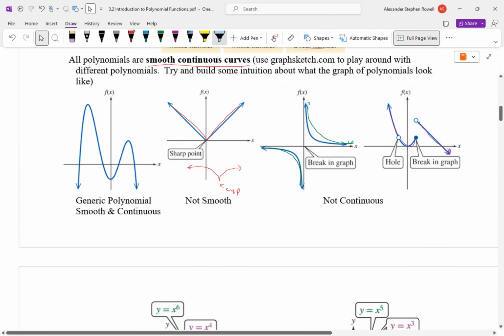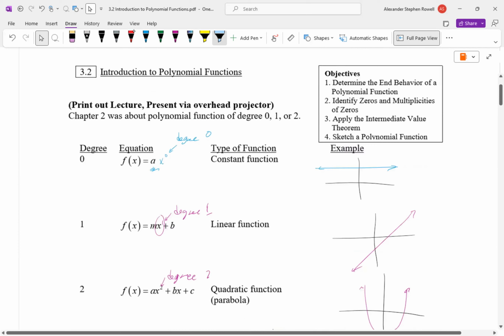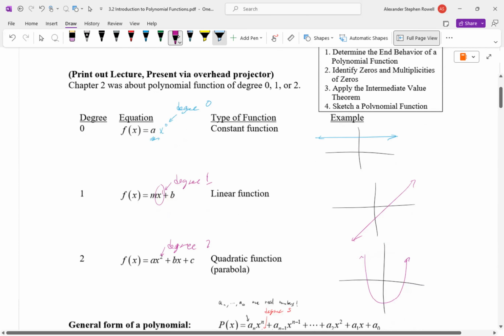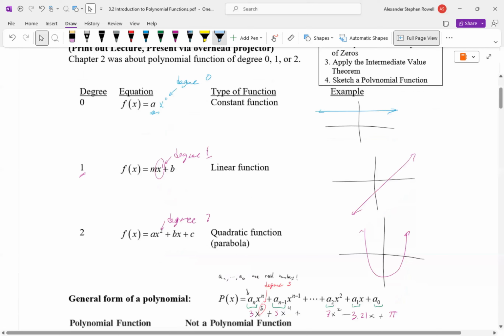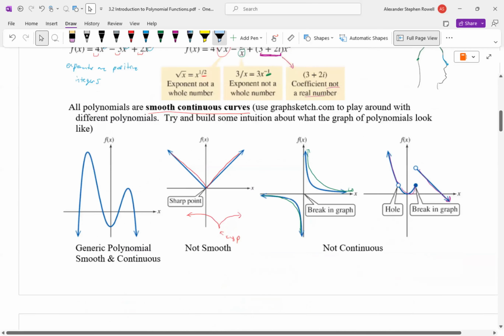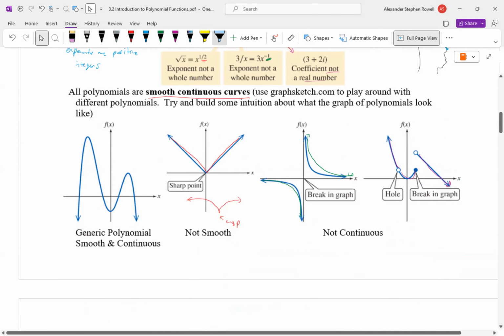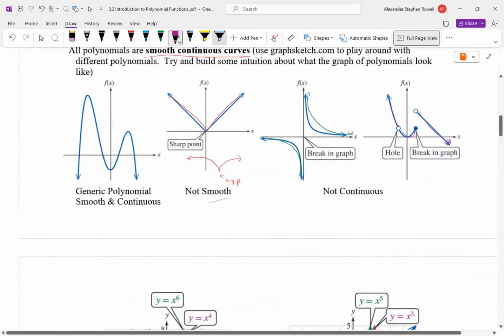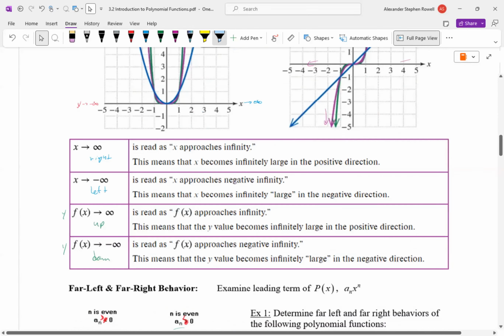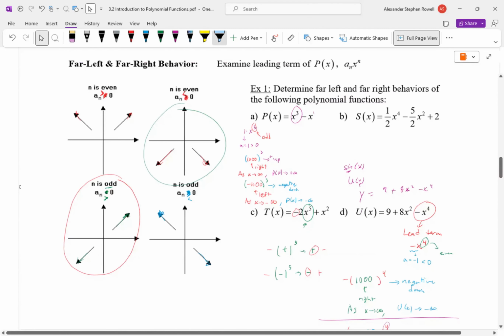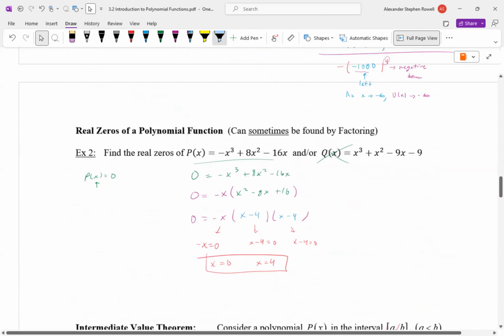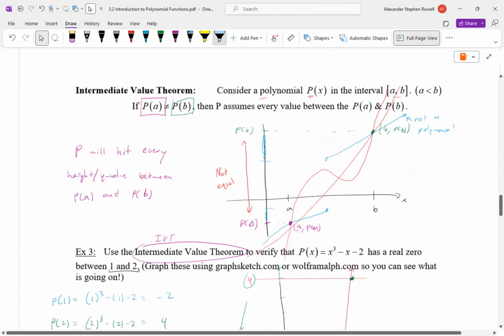To talk about from last time, I want to make sure you read through the notes and understand every definition. What's the degree of a polynomial? The degree of the highest exponent would be the degree of the polynomial. What do you know about the graphs of polynomials? You should memorize that they're smooth and continuous. What are examples that are not smooth, not continuous? Did you all memorize the end behavior? Not yet? Okay. Make sure we memorize the end behavior. Do we memorize the intermediate value theorem?